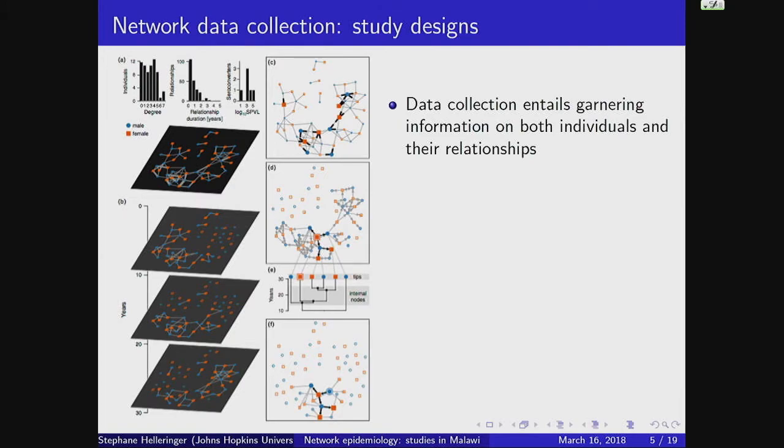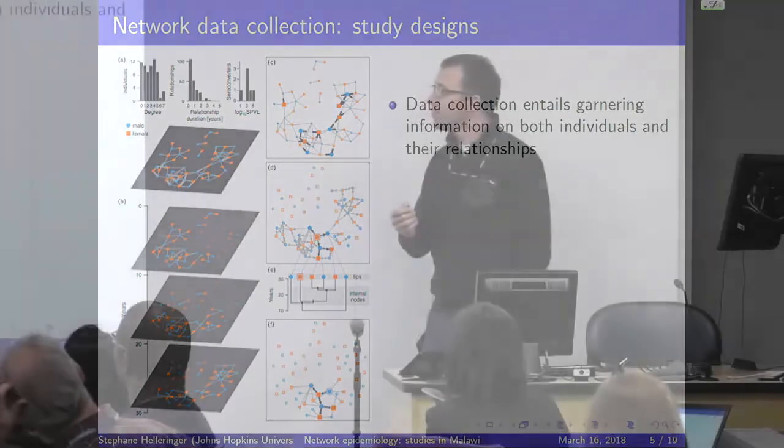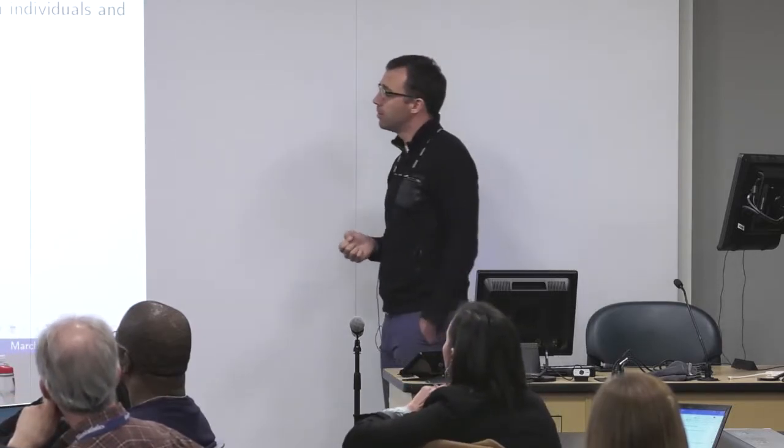And so data collections in an actual network like this entails garnering information on both individuals and their relationships. So different from a standard epidemiological study where you would be more interested in the individual alone. So here we also want to know about their relationships, and the different modes of data collection vary depending on how we sample each of these units: individuals and their links.